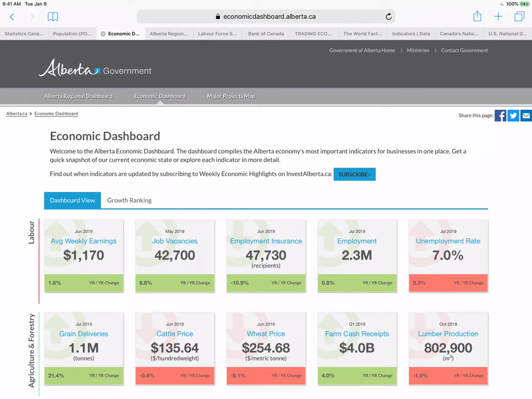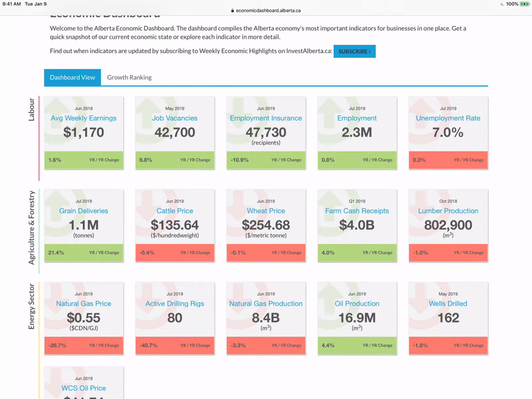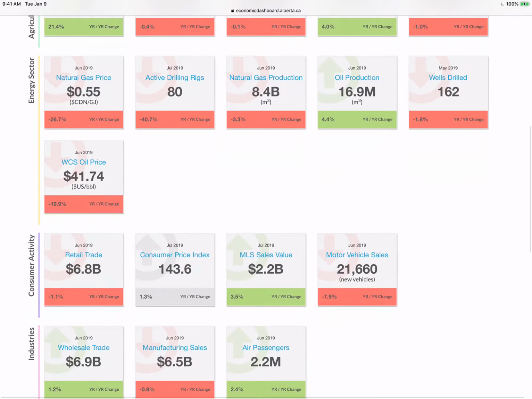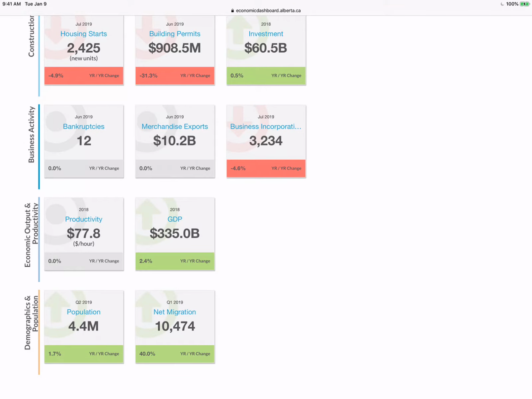And we can also look at there are 2.3 million jobs. There's a lot of really interesting information here, from wheat prices and gas prices, average weekly earnings. If we scroll all the way down to the bottom, we get information about the size of the Alberta economy. So GDP in Alberta is about $335 billion. Now we want to know, is that real or nominal, right? Does that include inflation or not?